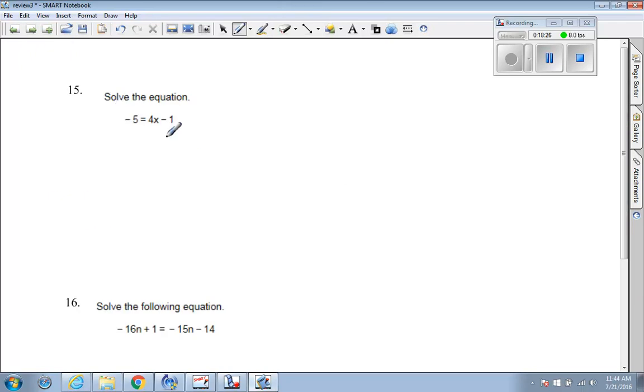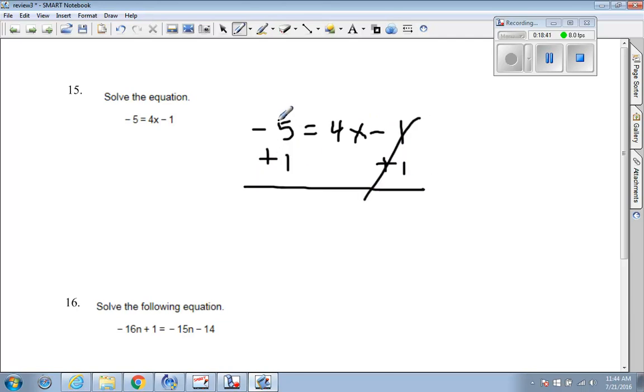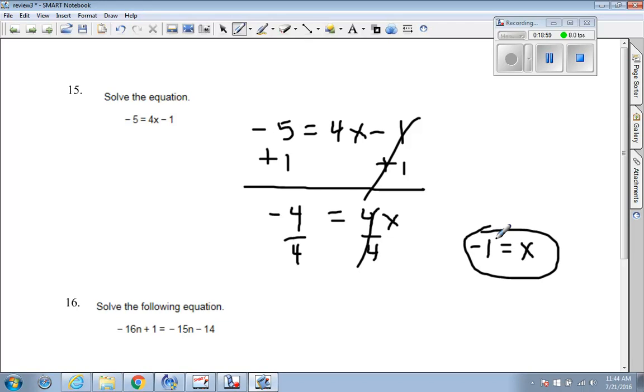Solve the equation. We just want to get really good at this. Now the x is almost isolated. All we need to do, and I'll just rewrite the original here, when you have negative 5 equals 4x minus 1, all you really need to do is add that 1 to the other side to isolate x. Negative 5 plus 1 makes negative 4 equals 4x. And then you want to get x by itself, just divide by 4. So negative 4 divided by 4 is negative 1. So x equals negative 1.